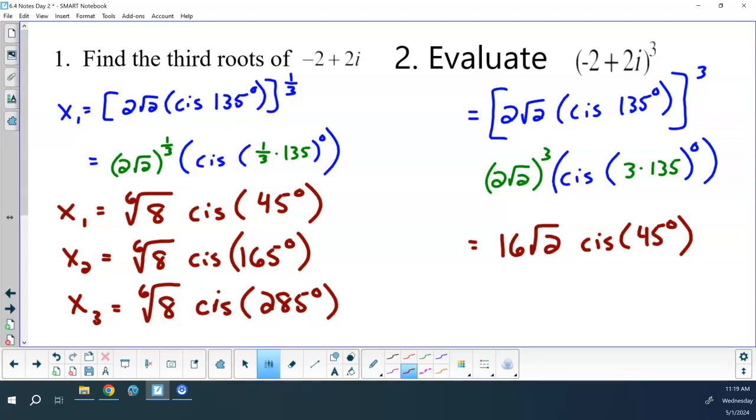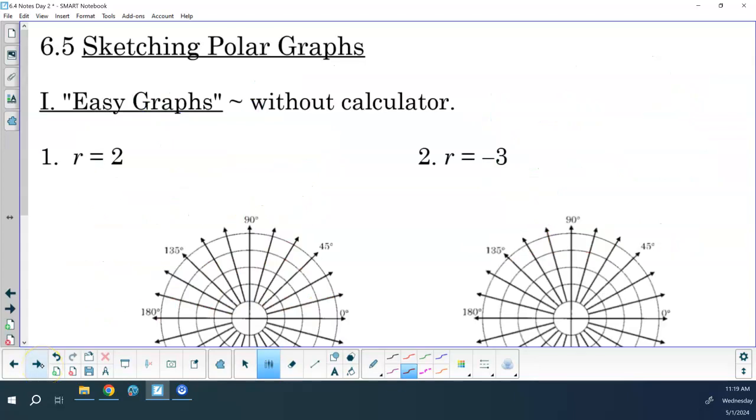Good. All right, let's graph some polars. So, easy graphs, meaning graphs without a calculator. Graphs with a calculator, we'll get to in a bit here. So, yesterday, we learned all about polars.